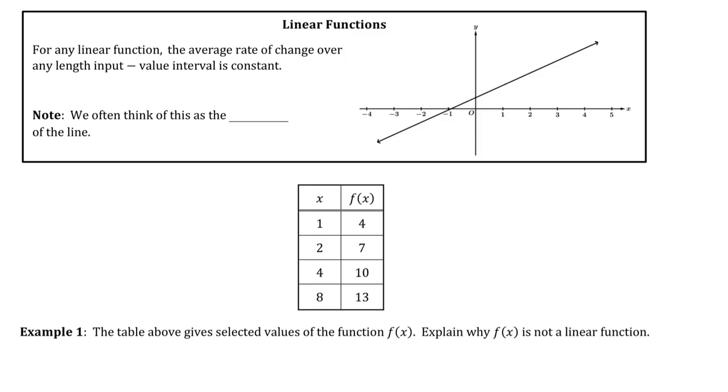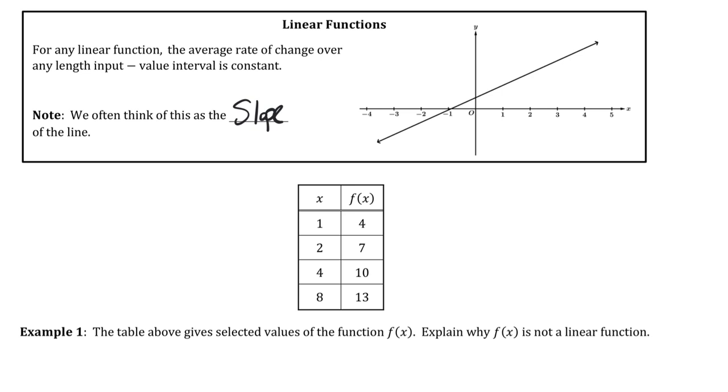All right, let's start with linear functions. For a linear function, the average rate of change over any length input value interval is constant. We often think of that as the slope of a line. We've said that so many times now it should be kind of second nature.